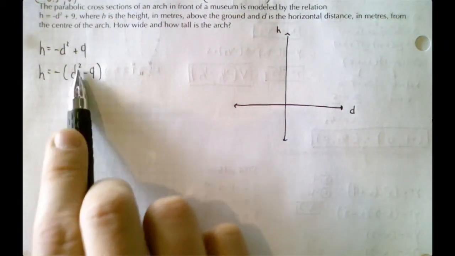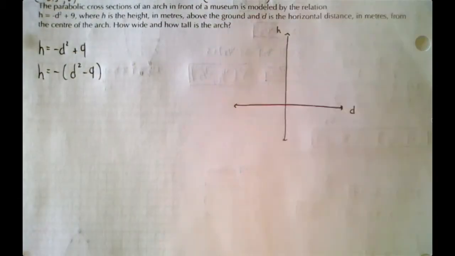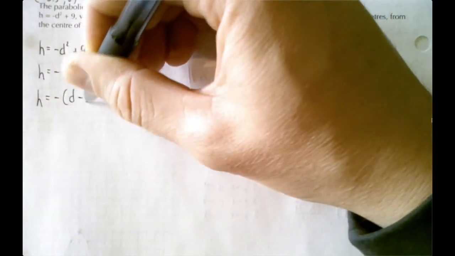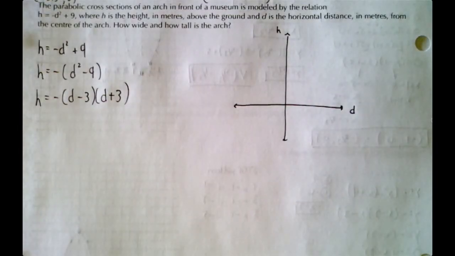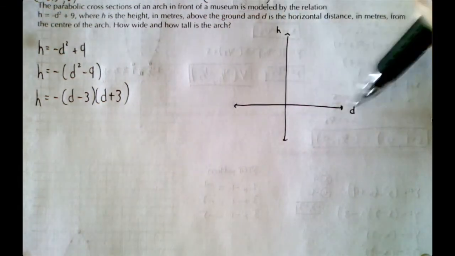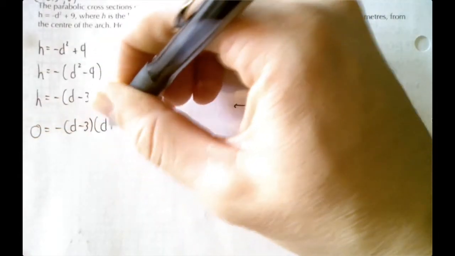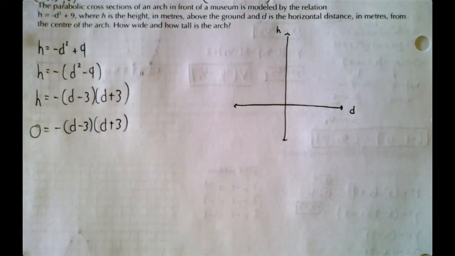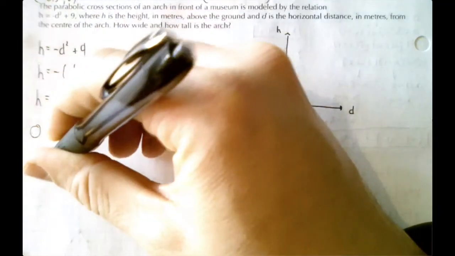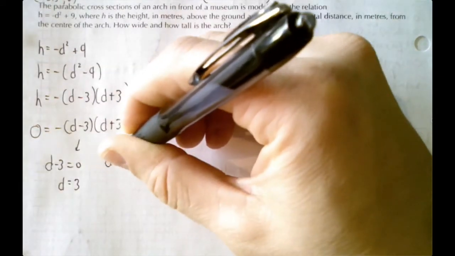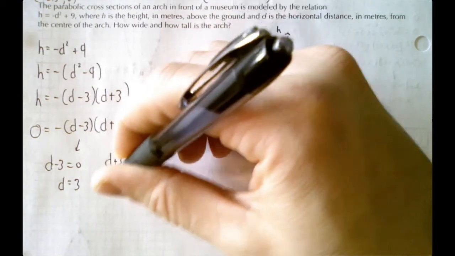The square root of d squared is d, the square root of 9 is 3, and we have a minus sign. So if we want to factor this, we get d minus 3 and d plus 3. Why does that help us? Well, if we want the d-intercepts or the x-intercepts, we would make the y or the h 0. Just like we've done in every other example we've done in this video. And now we take each bracket, set it equal to 0, and solve. In the first one we get 3. And in the second one, we get minus 3.